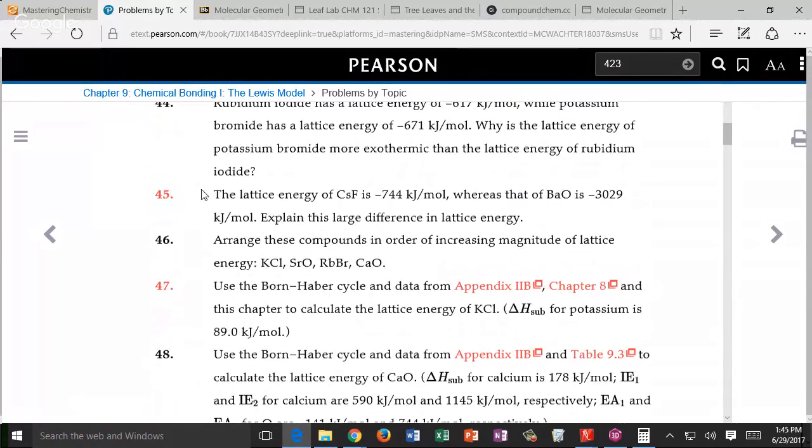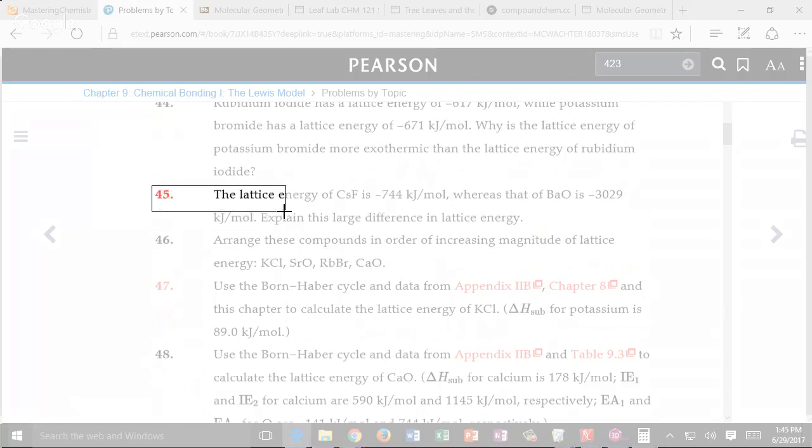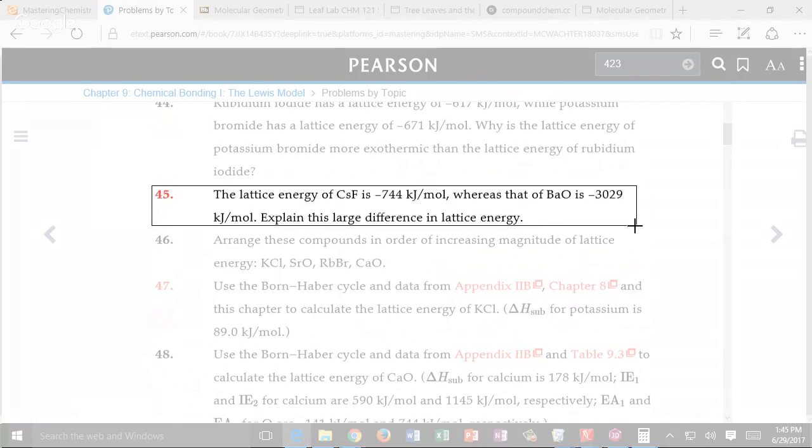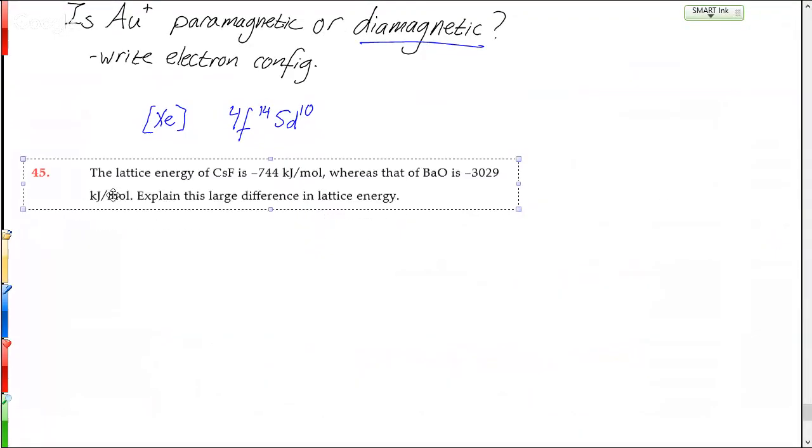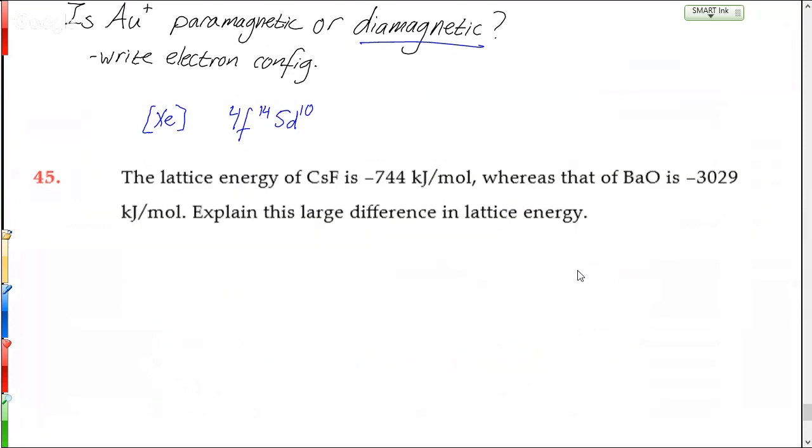Number 45, the lattice energy, let me copy it over, of cesium fluoride is -744, whereas that of barium oxide is way bigger. Explain this large difference in lattice energy. You want to give that a try? You've got two different ionic compounds that seem relatively similar. What's going to be the difference? Why such a huge difference in lattice energy?